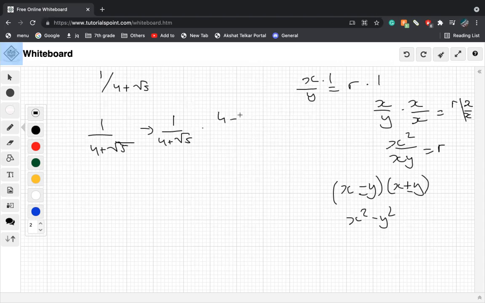I'm going to go 4 minus the square root of 5, not 4 plus, 4 minus the square root of 5. We're going to have them together, right? And then this in turn will give you, obviously 1 times this will be just that value. So 4 minus square root 5.